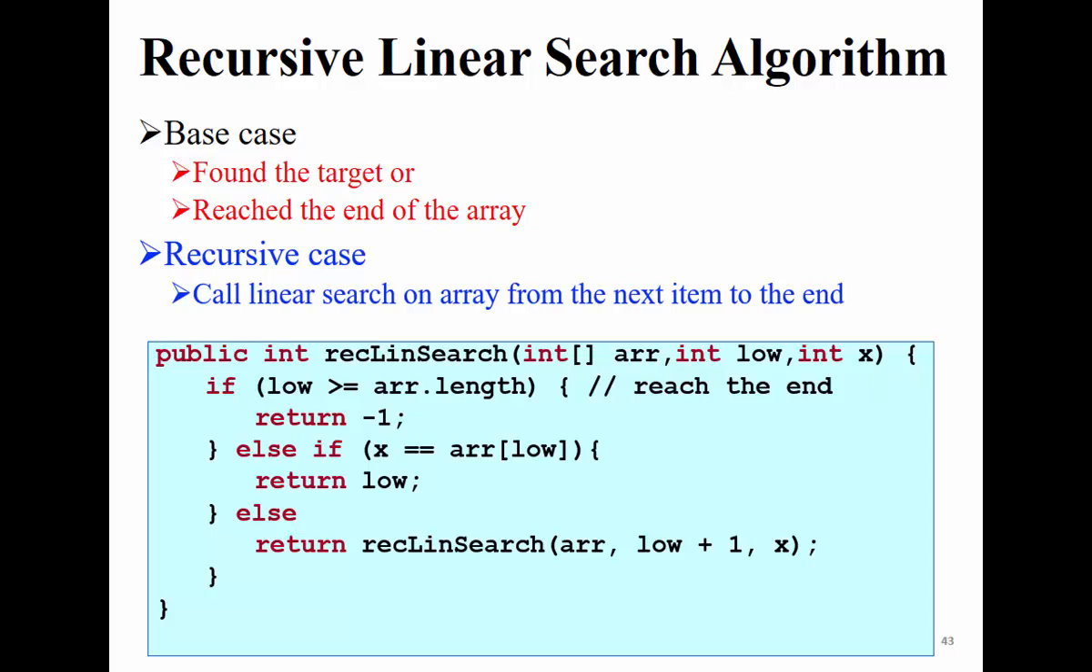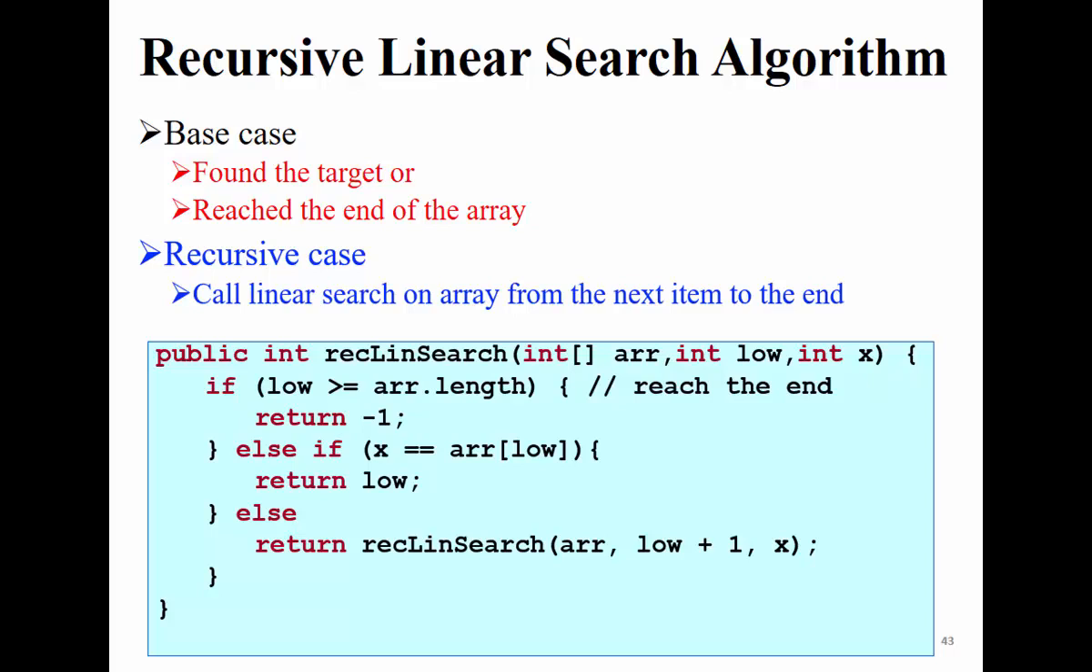So this is the example for implementing linear search recursively. You can see here we introduce a new argument, the integer low, which represents the index that we start with. So you receive the array, the index low, and an integer x, which is the value that you are looking for. If the index you are pointing to is greater than the length, that means you couldn't find the element that you are looking for.